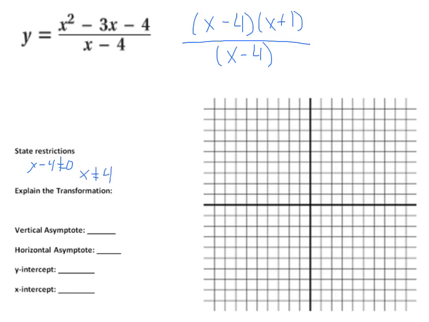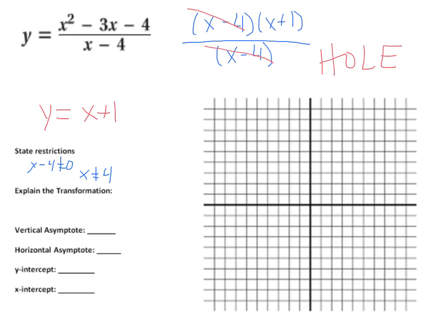Now if I simplify this problem, I can cancel the x minus 4 on both top and bottom. Then I'm just left with the equation y equals x plus 1. Now this would be an example where I have a hole in my graph, because when I have the problem x plus 1, that's going to be a straight line. When in doubt, you can always use this and graph this in your graphing calculator to help you.